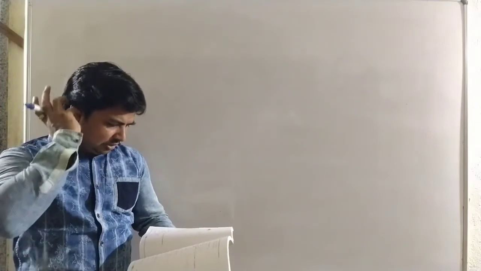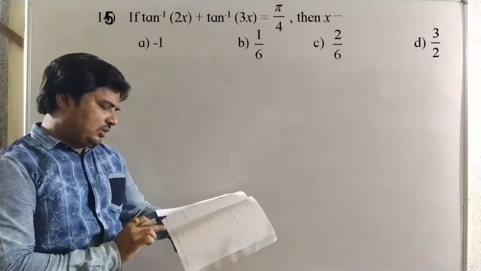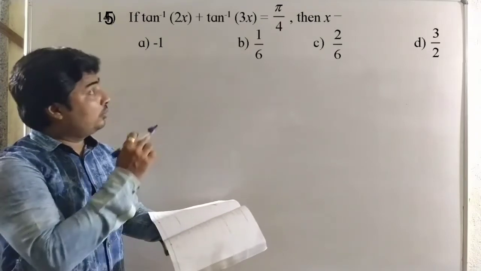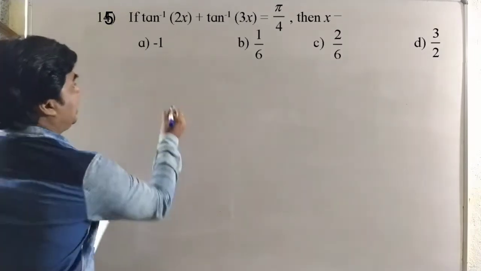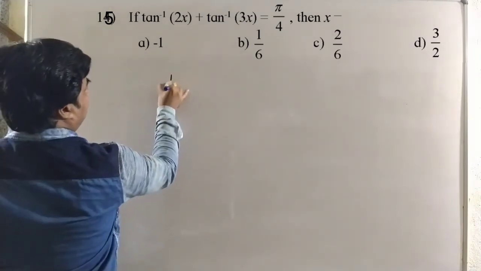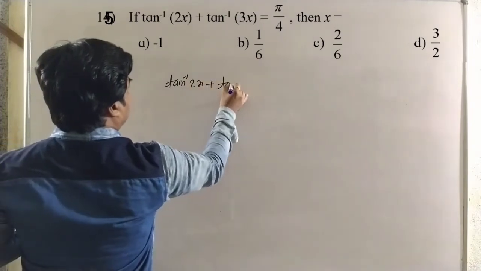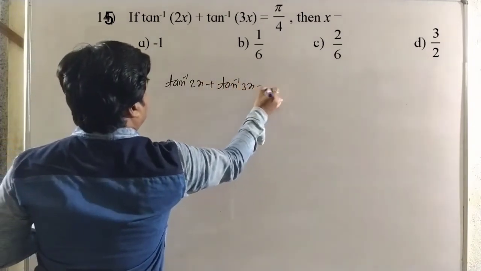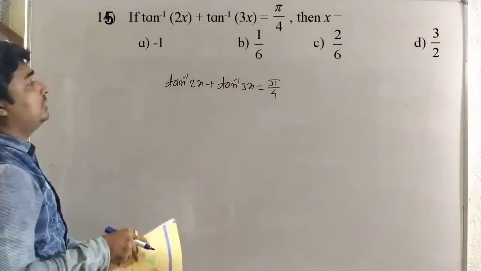Now the next question, question number 15. If tan inverse of 2x plus tan inverse of 3x is equal to pi by 4, then we want to find the value of x.